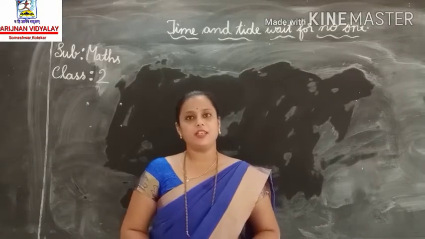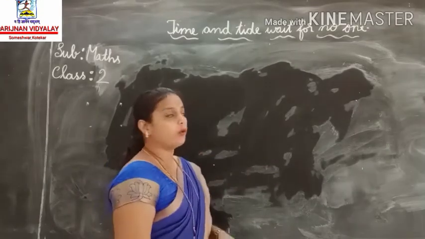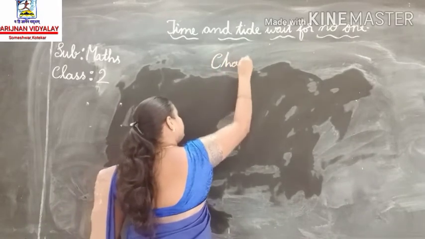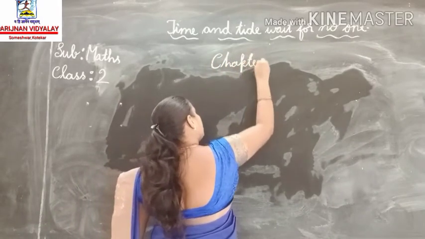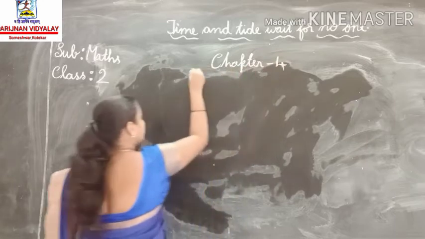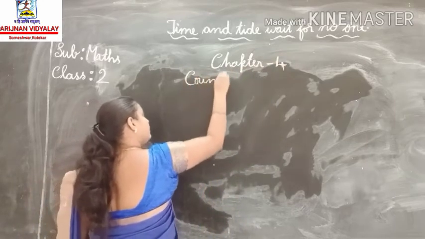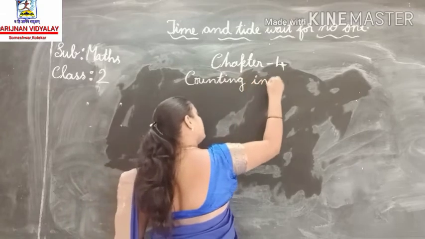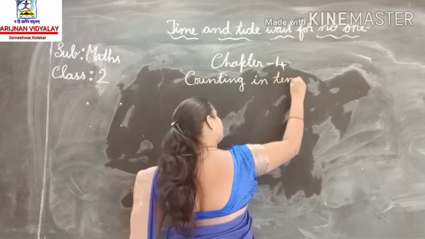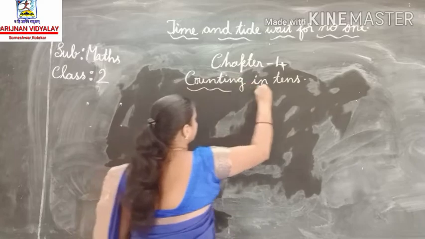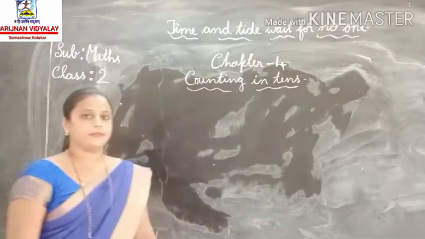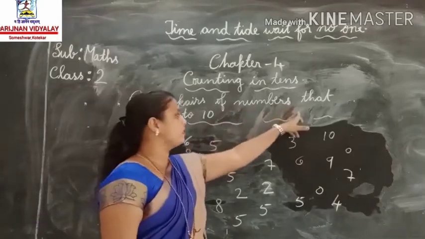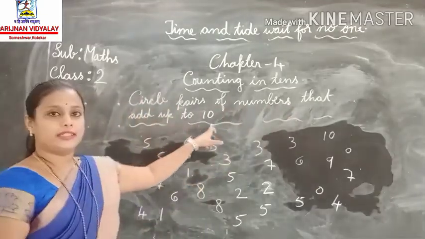Today, let us continue our class, chapter 4, counting in tens. Okay. On the board, children, circle pairs of numbers that add up to 10.